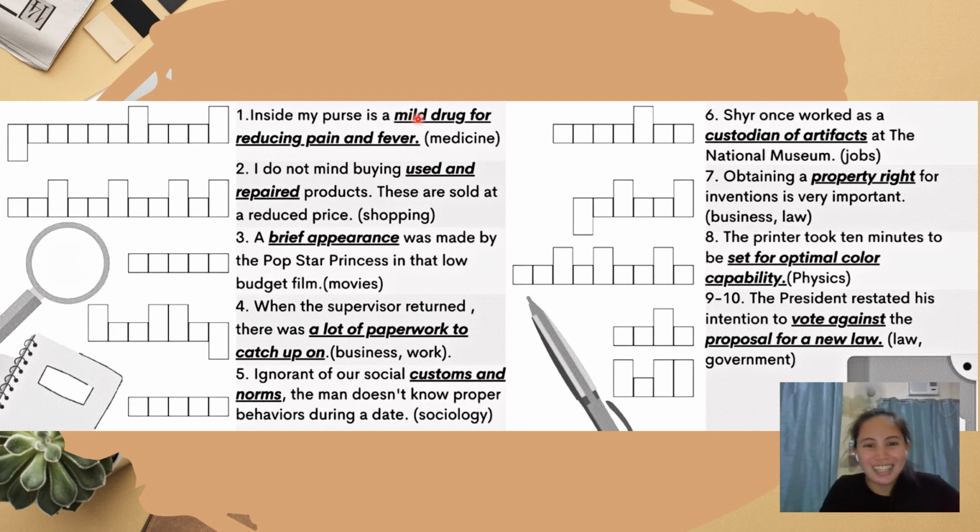Di ba? That's a drug that we use to reduce our pain for headache, for fever, and such. So inside my purse is a paracetamol. There you go. That's the answer for your first item. So same is what you are about to do with items 2 to 10. Okay? So find words in the dictionary that are gonna match with the definition that is being highlighted here. Being italicized and underlined. Alright?